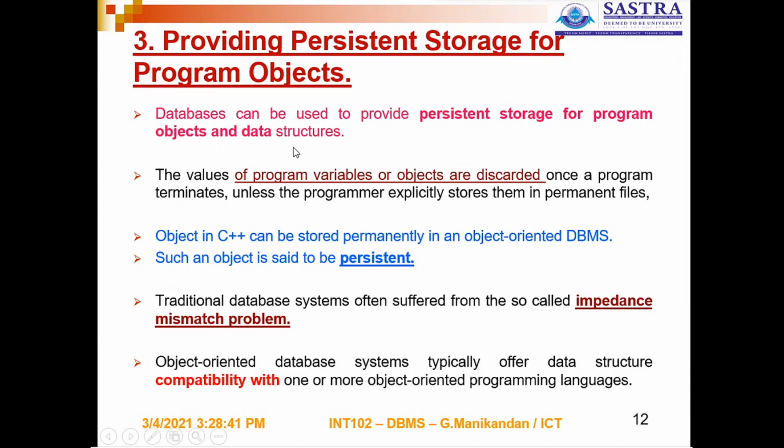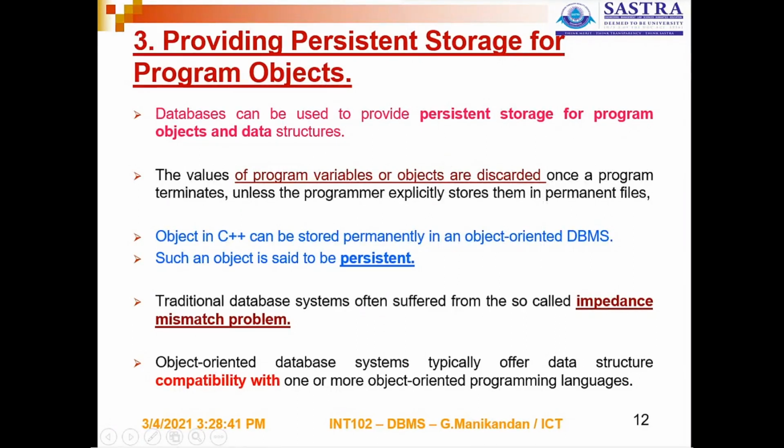This is similar to the following. Whenever you store variables or objects in your primary memory, those things will be discarded once the program gets terminated. So if you want to retain the data even after program termination, what is required is you need to store the data in permanent files.